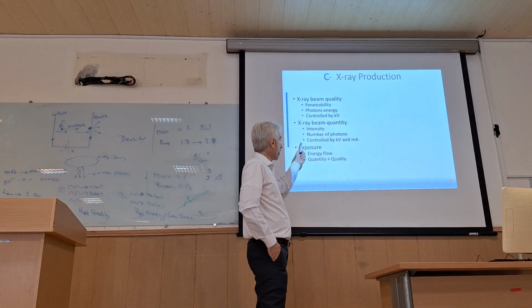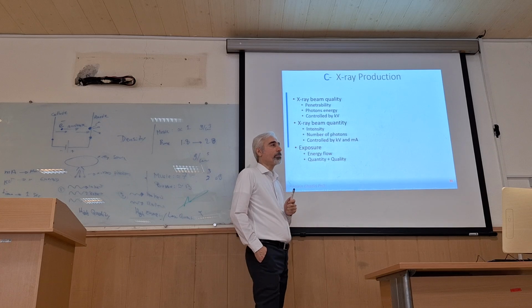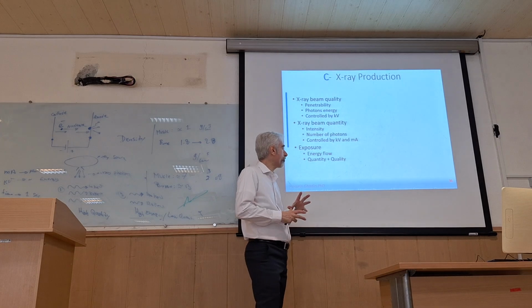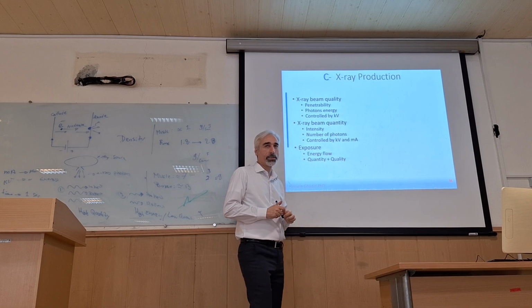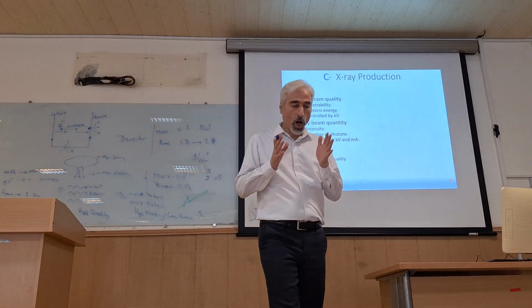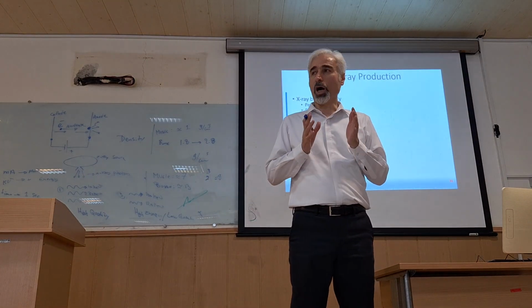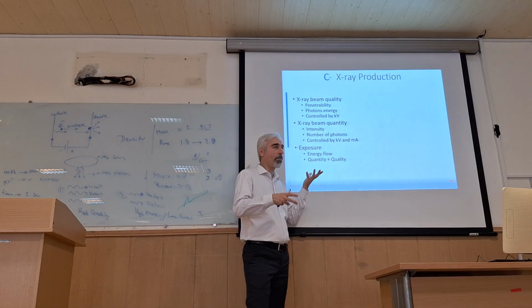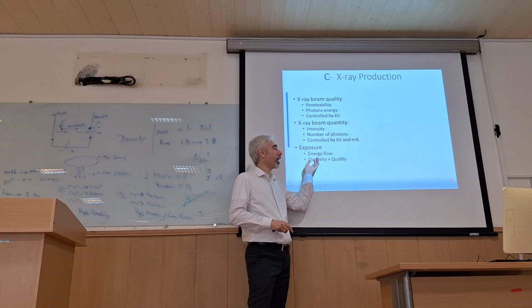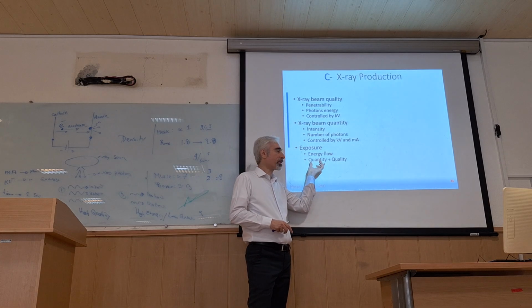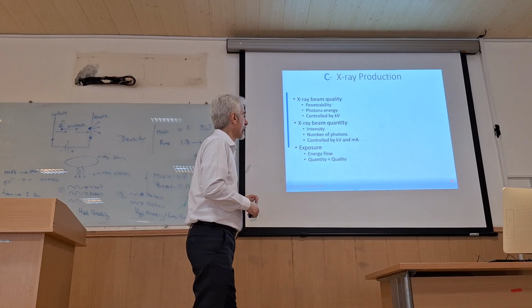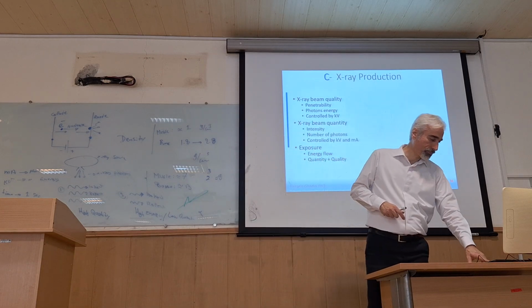And there is a very important parameter called exposure. Exposure is somehow a mixture of quantity and quality, because it means how much energy we are using to make the image, which is somehow a multiplication or addition of the number of photons and the energy of photons. Or we can say the energy flow.